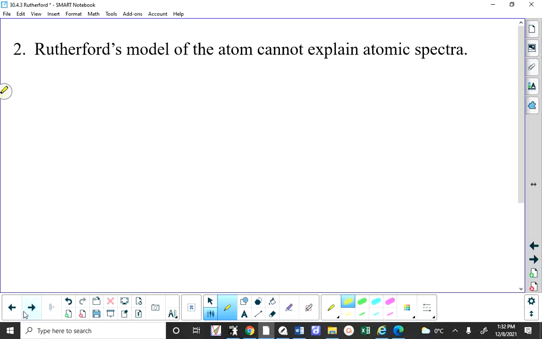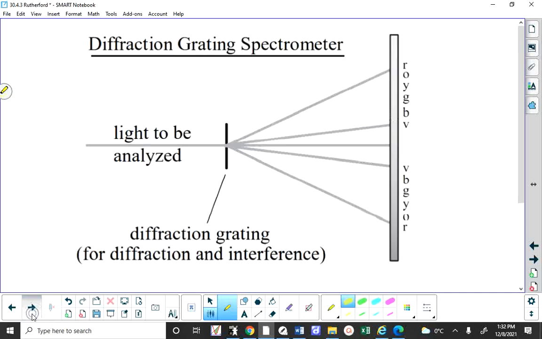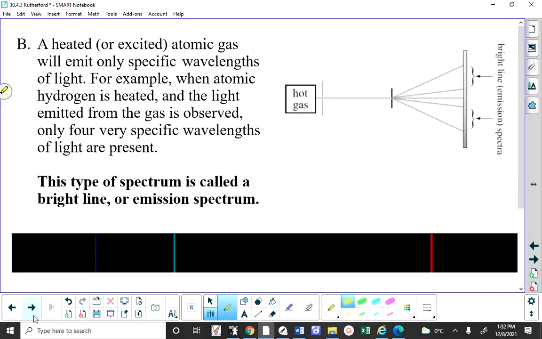But if you were to look at that light through a diffraction grating to spread it out, because different wavelengths diffract by different amounts, you discover it isn't pink. It's 4 very specific wavelengths of light. It's called a line spectra. If you were to turn the page, I can show you the line spectra for hydrogen.